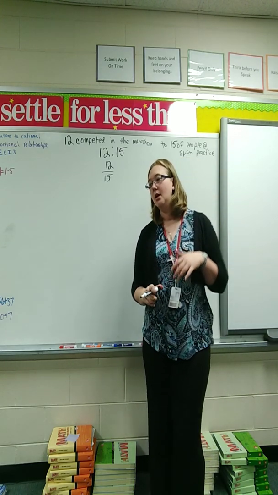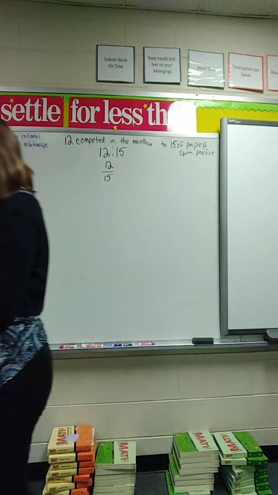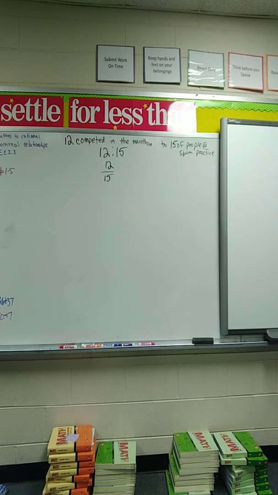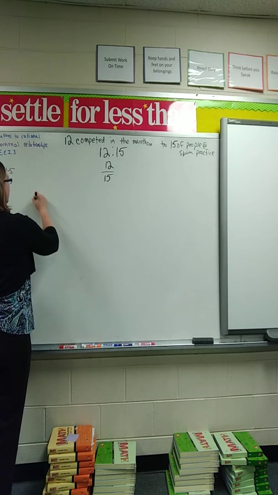Okay? So, now that we know what these ratios are, let's look at what we're going to do with them. Okay? So, example 1 tells us to express the ratio 12 baskets in 18 attempts as a fraction in simplest form. Alright, so this is example 1.